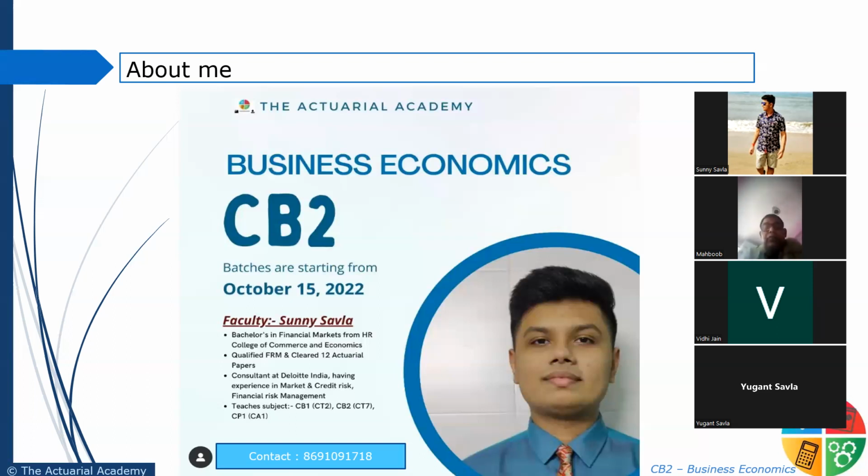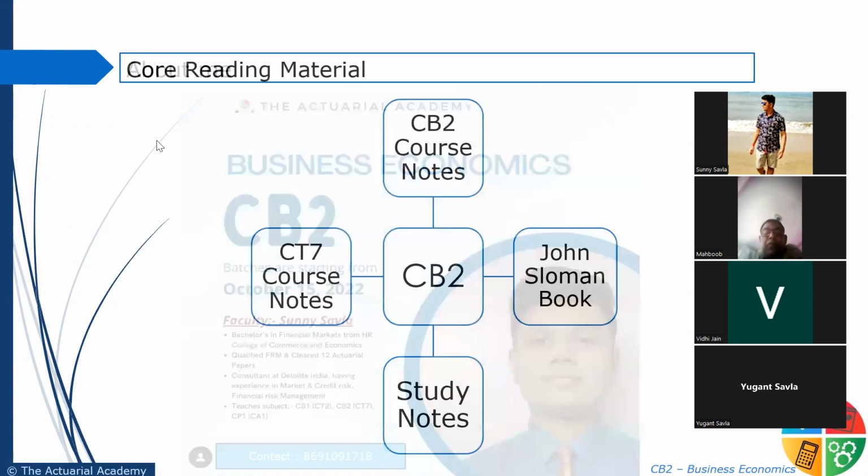At Actuarial Academy, I teach the following subjects: CB1, CB2, and CP1. As you can see from the subjects I teach, I prefer to teach the more theoretical, conceptual, idea-based subjects. It's not like my maths is weak or an issue; there are other very good professors who teach the mathematical side of the levels. My main focus is on the theoretical side and how to study those theory subjects. This is a little introduction about myself.